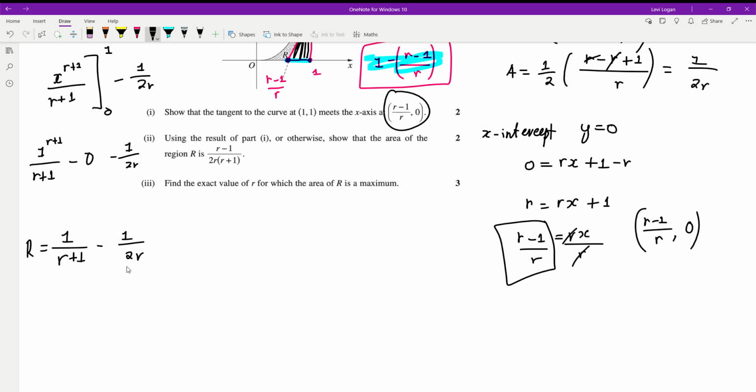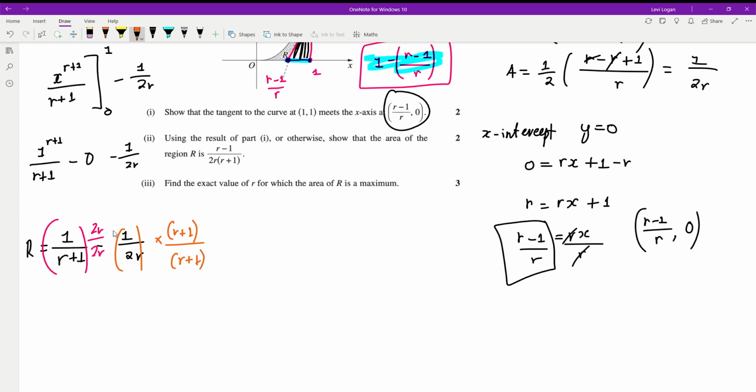Now let's try and combine these two. So we've got to give them like denominators. So what we're going to do is multiply this guy by 2r on 2r, and we're going to multiply this guy by r plus 1 on r plus 1.